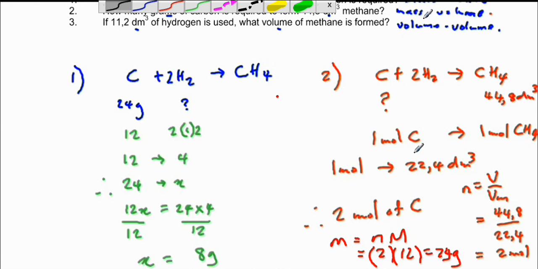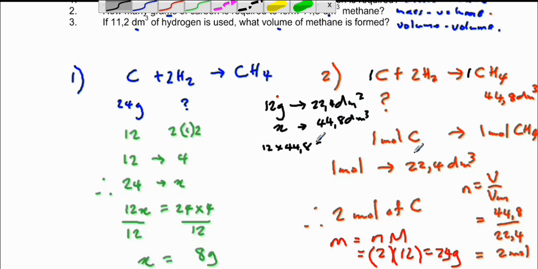To do the same sum using the mass volume method, we can say according to the periodic table, because our ratio is 1:1, 12 grams of carbon forms 22,4 dm cube of methane. But we have 44,8 dm cube of methane, and we want to find the grams, which is x. If we cross multiply, we see 12 times 44,8 equals 22,4 times x. And if you divide both sides by 22,4, you will see that x will be equal to 24 grams. So this is a quicker way of doing the sum using the mass volume method.